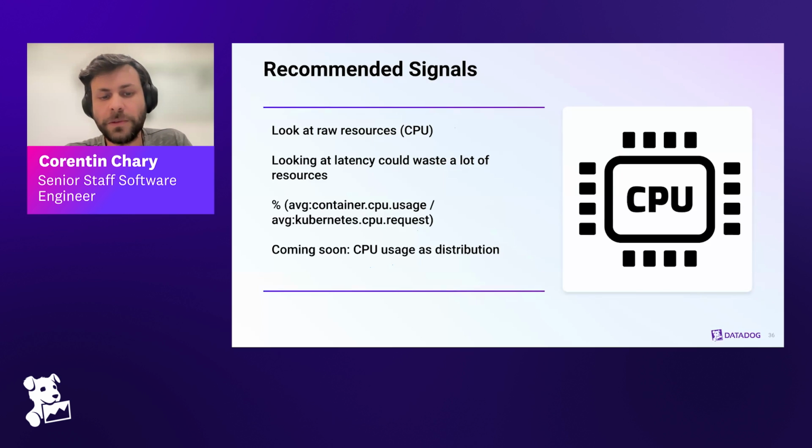For a CPU bound application, you will want to use the CPU as a percentage. Unfortunately, it's not available yet as a metric. You need to divide the CPU usage by the Kubernetes request to compute it, which you can do in a Datadog metric. But in the next months, we are going to provide a normalized CPU usage distribution, meaning that it will be a simple metric to query, plus you will be able to use percentile instead of only averages.